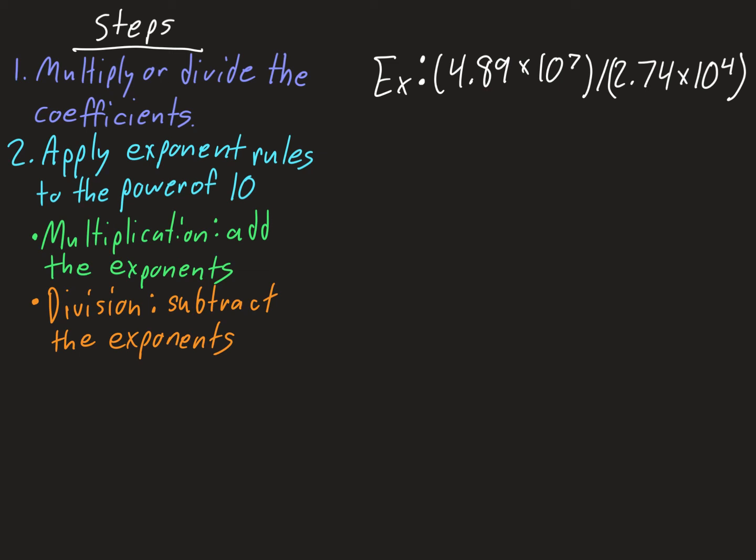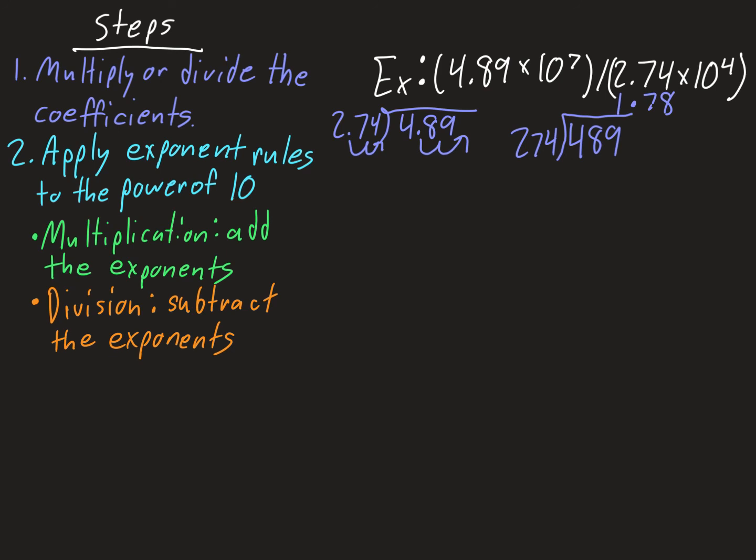In this example, we have the quantity 4.89 times 10 to the 7th divided by the quantity 2.74 times 10 to the 4th. So let's go through our steps. First, we're going to divide the coefficients because this is a division problem. 4.89 divided by 2.74 is 1.78.